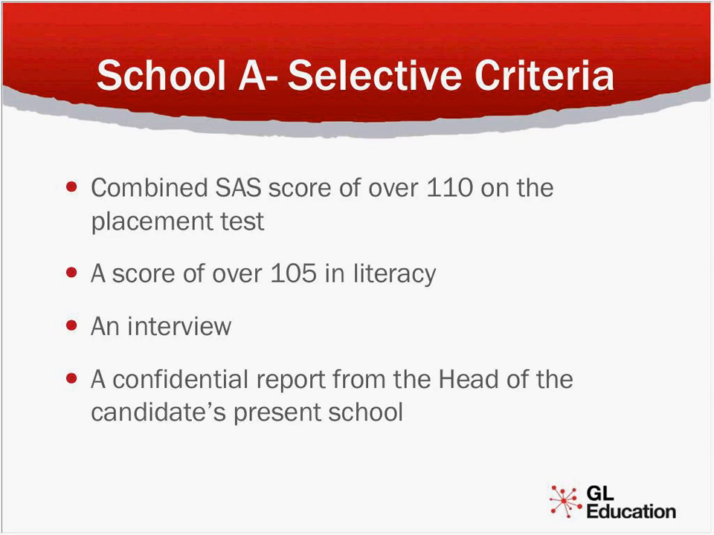So at school A, a score of over 105 is critical as well. The student must also have an interview at the school. A confidential report is required from the head of the candidate's present school as well.